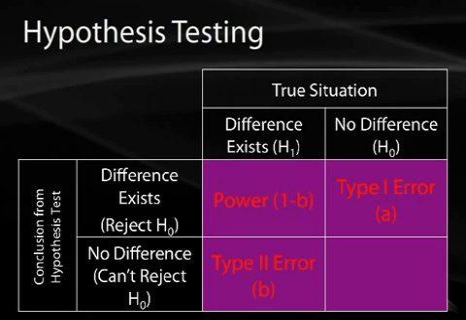However, there are two other scenarios where errors could be made. So for example, if in the true situation there was no difference between two populations, but we inappropriately rejected the null hypothesis, that would be reflected in our type 1 error, which is quantified as alpha. And then finally, if a true difference existed between two populations, but we were unable to detect that difference, that would be reflected in the type 2 error, which is quantified as beta.